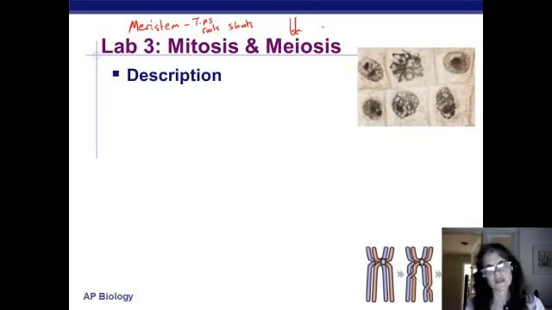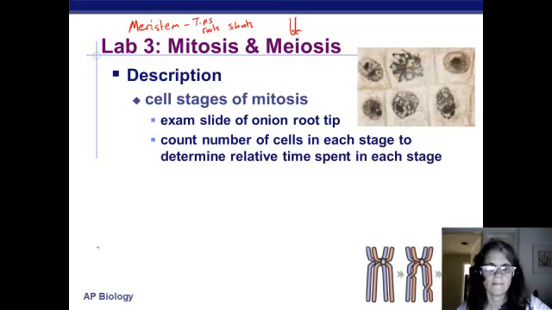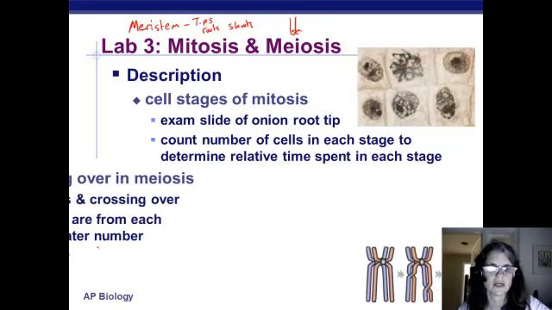And the object of this lab was to see if you could determine how much time a cell on average spent in each of the stages of mitosis, plus interphase. Please remember that interphase is not a stage of mitosis. Mitosis is cell division. Interphase is when the cell is not dividing. Okay? We already talked about that. Count the number of cells in each stage.